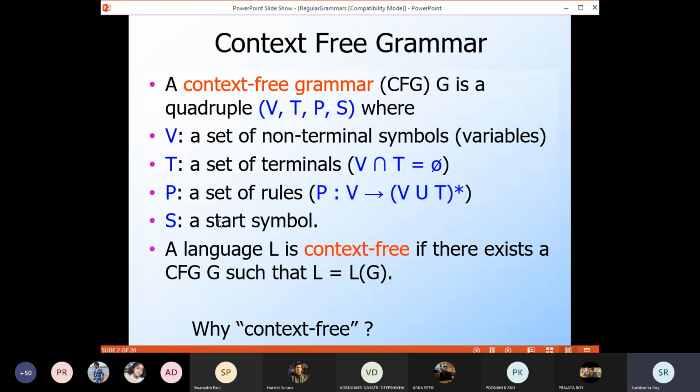And S is the start symbol. It's somewhat like your starting state in a finite automata. Okay, so V, T, P, S, if you can define these four constituents completely, you have completely defined a context-free grammar. And because a context-free grammar defines a context-free language, you have defined a context-free language also. Okay, so a language is context-free if there exists a context-free grammar which defines it.